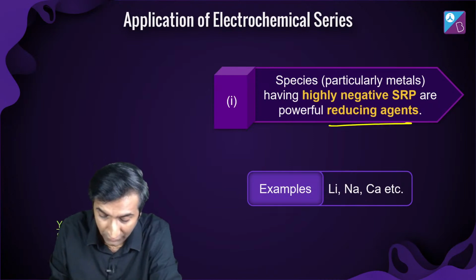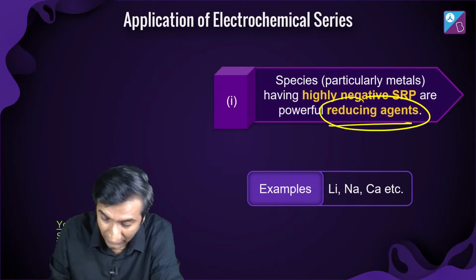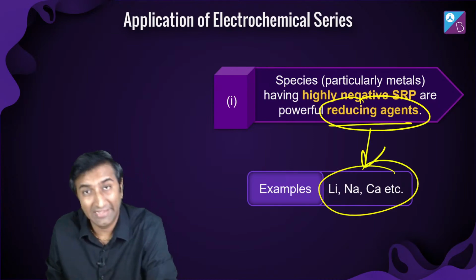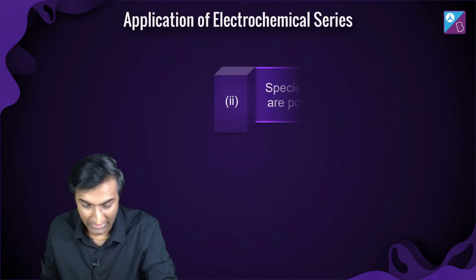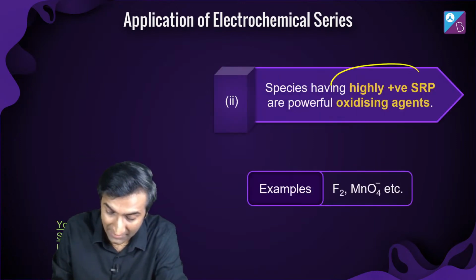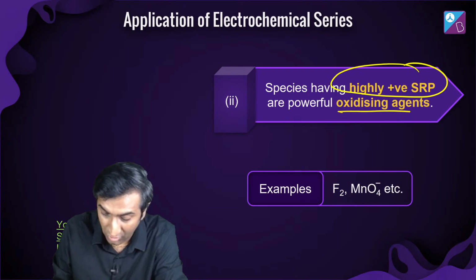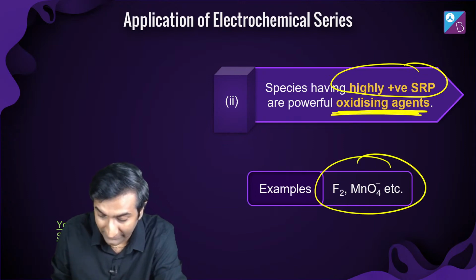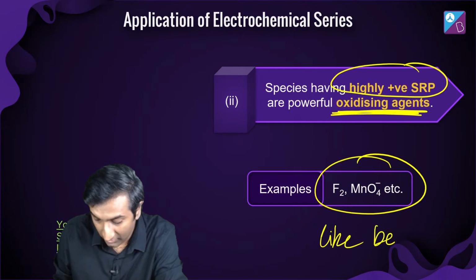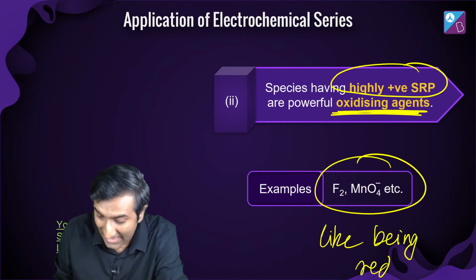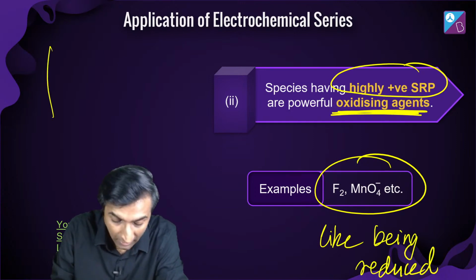We'll figure out what is a good reducing agent and what's a good oxidizing agent. So good reducing agents are all of these metals because they like being oxidized. So they are good reducing agents. And if they have a highly positive standard reduction potential, then they're going to be good oxidizing agents. Like all of these, they like being reduced.